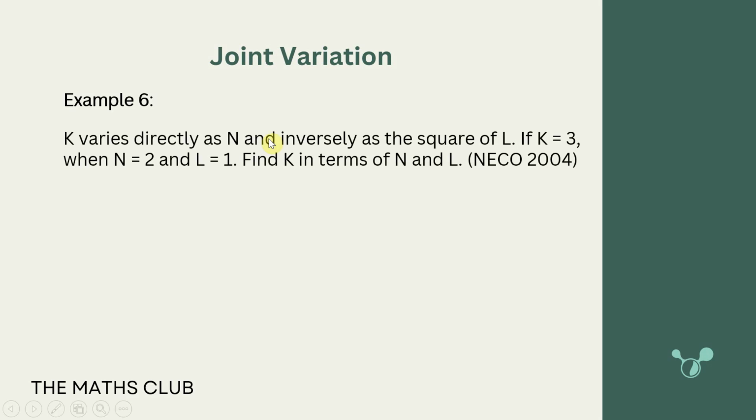Next example says that K varies directly as N and inversely as L. If K is equal to 3 when N is equal to 2 and L is equal to 1, we should find K in terms of N and L. I want you to pause the video and try this out yourself. Welcome back. Let's solve it together.